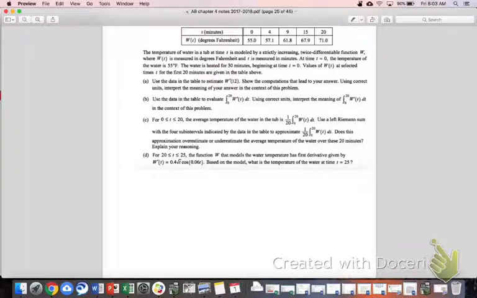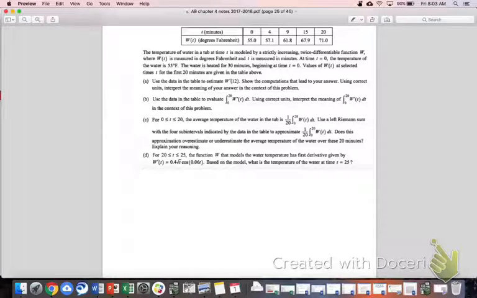So again, this is a little subtle trick. The table has to do with W, but then in D they give you W prime, and then they ask you for temperature. Anytime you're given a rate of change of temperature and you want to know temperature, what are you going to have to do? You're going to have to do an integral, specifically a definite integral, right? Calculator's active. We probably want to use Math 9.